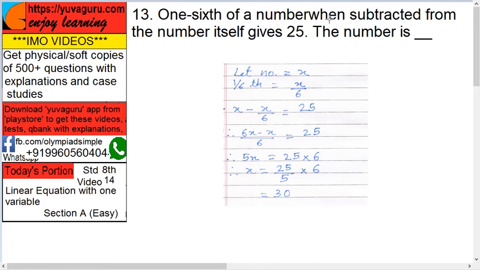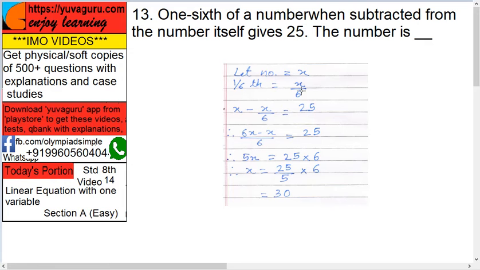1/6 of a number when subtracted from the number itself gives 25. Therefore the number is here. There is one number and 1/6 of that number is subtracted from it. That is the basic logic. So let the number be x.